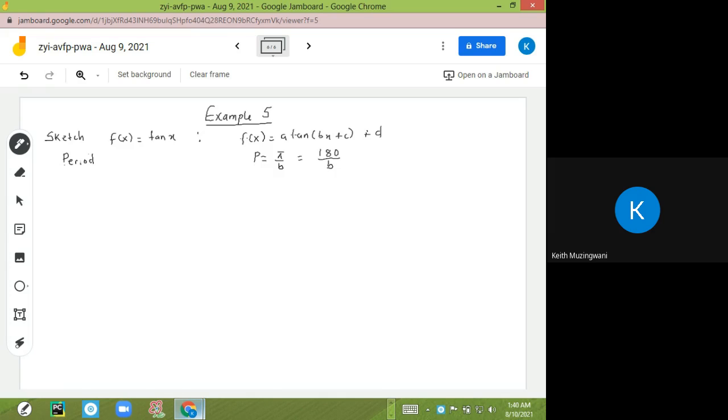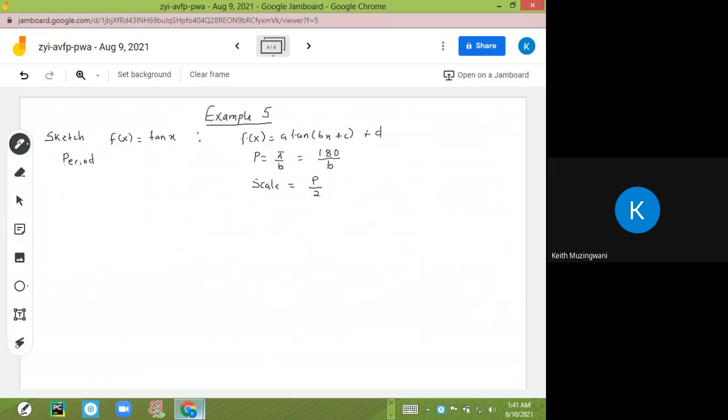This is for tan and cot. It's no longer 2 pi, it's no longer 360, it's just 180, because tan will complete its oscillation within 180. And so the scale will be the period over 2. The horizontal shift, vertical shift, and amplitude are still the same.